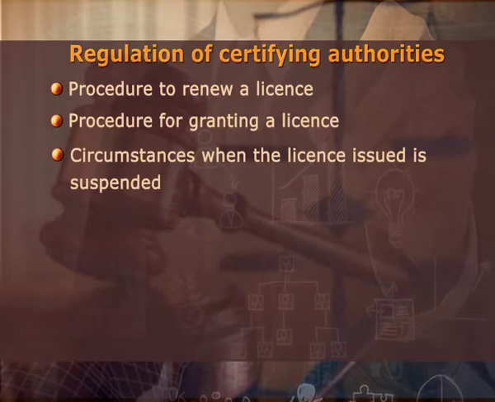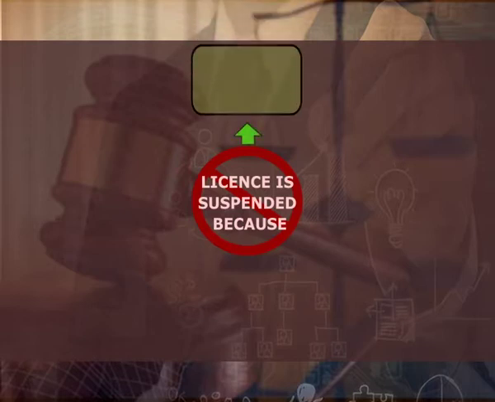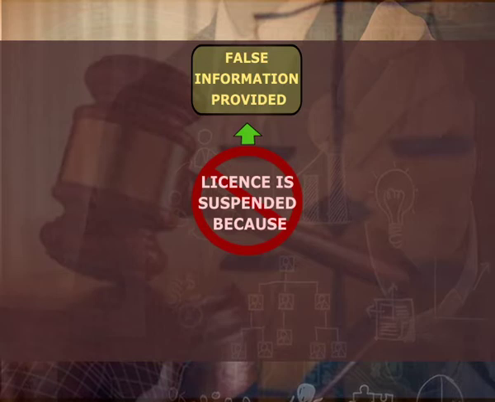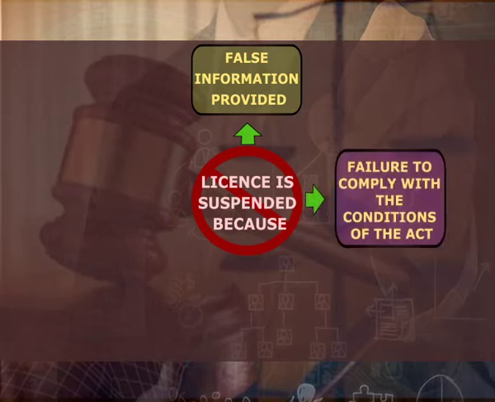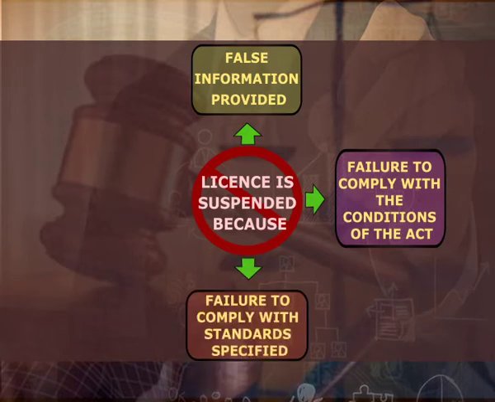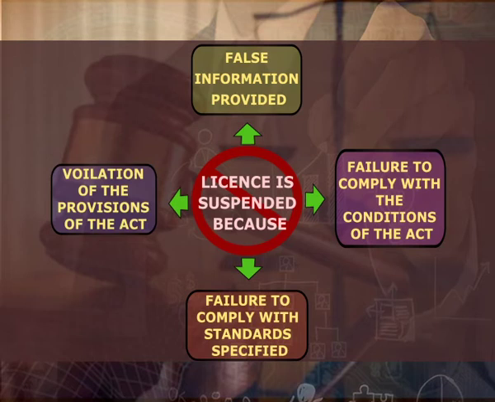Circumstances when the license issued is suspended. The controller may suspend the license of the certifying authority in the following cases. 1. If after inquiry it is found that the details provided in the application for issue or renewal of license are incorrect or false. 2. If the certifying authority fails to comply with any terms and conditions of the Act. 3. If the certifying authority fails to comply with any standard that are specified. 4. Has violated any provision of the Act.